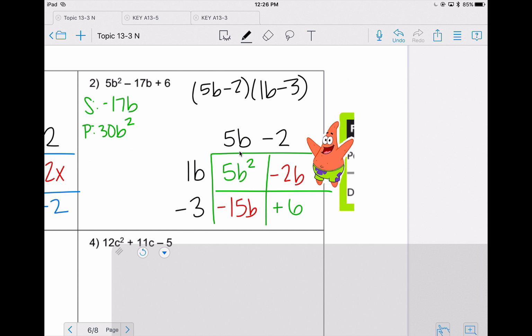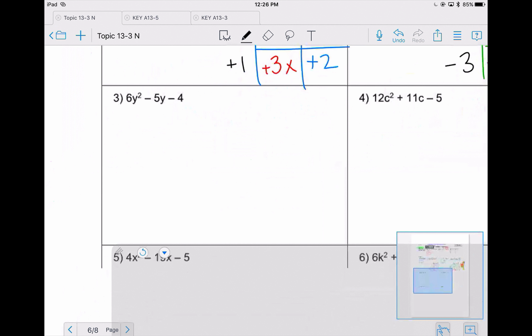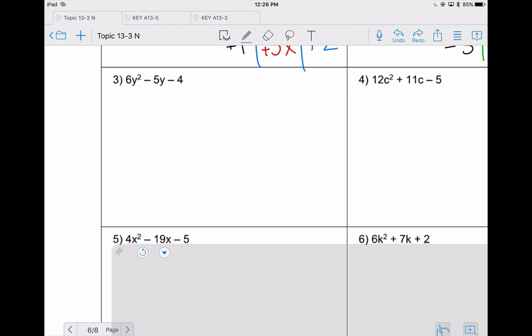A quick way to check is to make sure that the first number and the first over here, so 5b and 1b, make sure those do equal 5b squared. And negative 2 and negative 3, make sure those do multiply to this last number over here. If they don't, either you picked the wrong factors or you took out the wrong GCF.